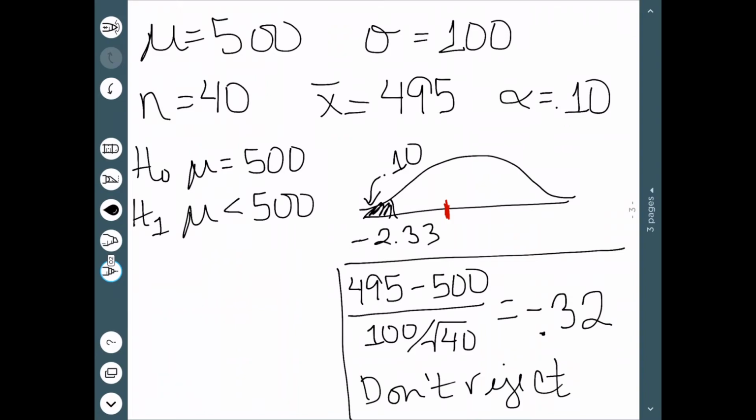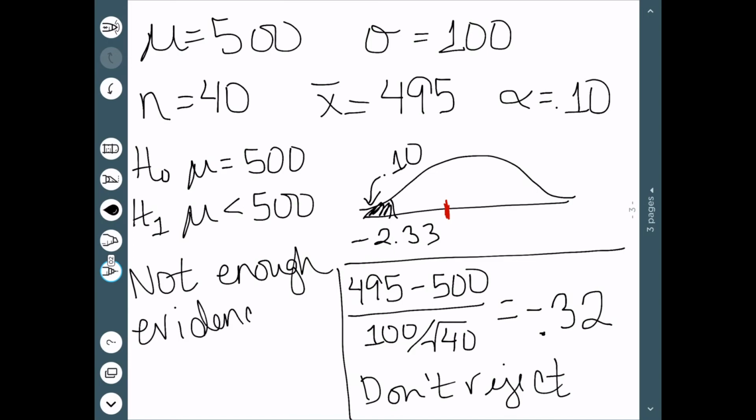So what does that mean? We can't necessarily say that they're not below average, but what we can say is that there's not enough evidence to say they are below average. So we say not enough evidence to say they are lower.